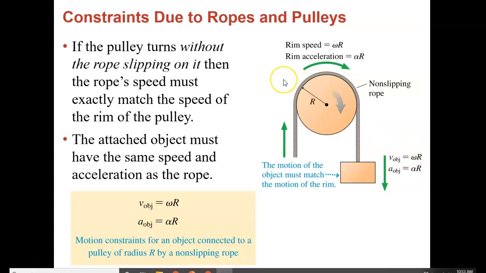So if you know the radius, and you know, for example, how fast that object is accelerating up or down, we can find out its speed and its acceleration, because the motion of the object must match the motion of the outside of the rim. Now, there are a couple of sample problems on your Google form to try to figure this out, because there are questions that show up like this on your AP exam.